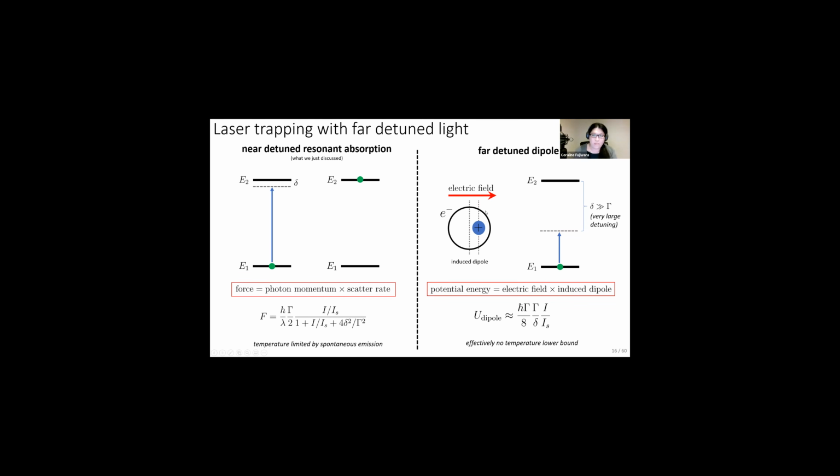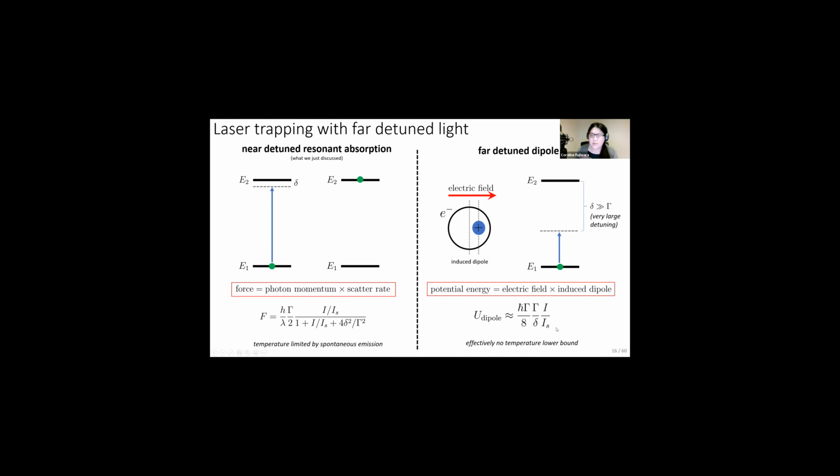And if you recall from your coursework, this creates a potential energy, which is equal to the electric field multiplied by the magnitude of this induced dipole moment. And this will be our basic model for this trapping mechanism. It turns out this potential energy is given by this expression here.